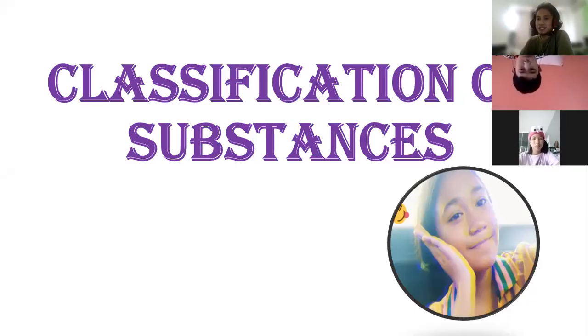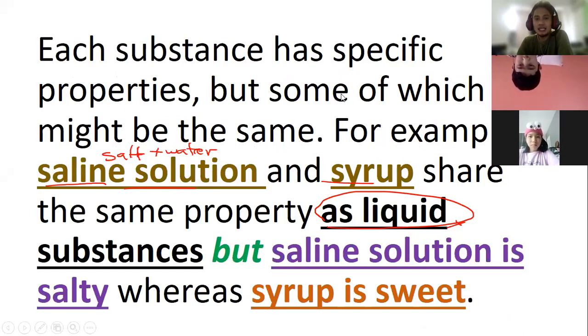Okay, so we are already in classification of substances. And the first is, each substance has specific properties, but some of which might be the same. For example, saline solution. Saline solution is salt plus water, and syrup shares the same property. Saline solution and syrup are the same as liquid.